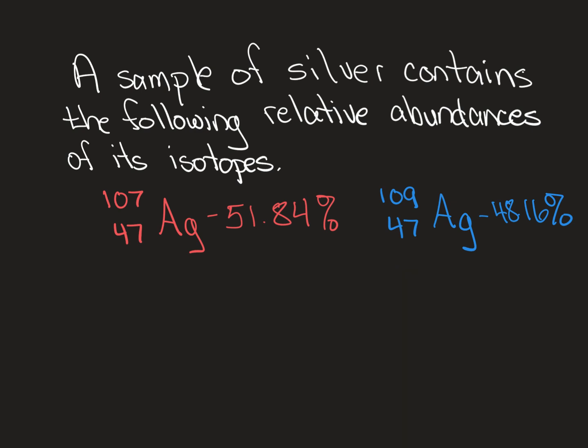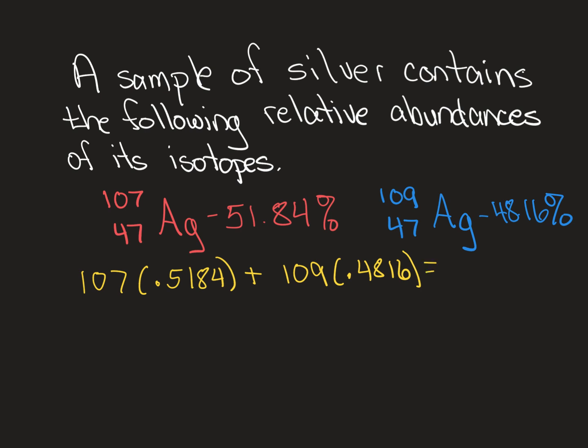The second way we can do this problem is we take 107 and we multiply it by 0.5184. Then we add that to 109 and multiply that by 0.4816. When we do it like this, we do not have to divide by 100. And our answer is still going to be 107.96 AMU.